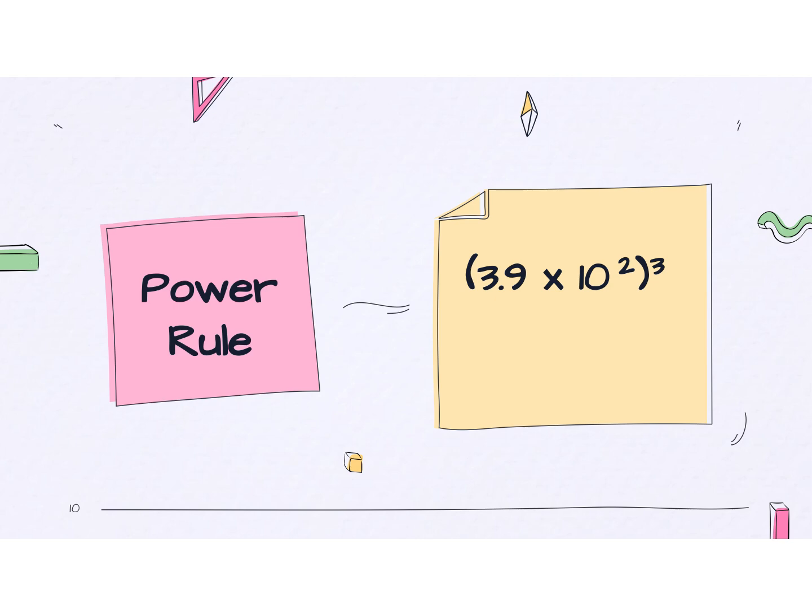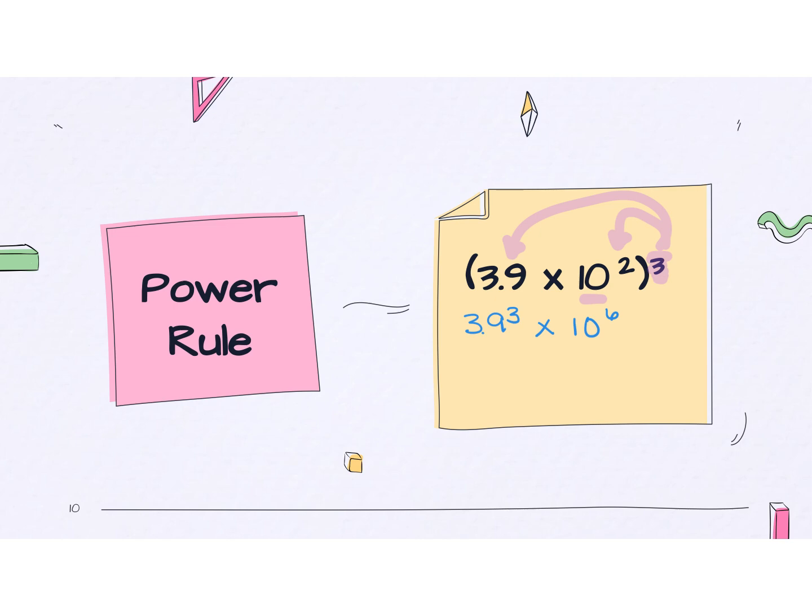This is an example of the power rule. You have your exponent, and it is being applied here. Your base is 10. It is also being applied here, and this is a constant multiplication. So when you do this, you end up with 3.9 cubed times 10 to the power of 6.